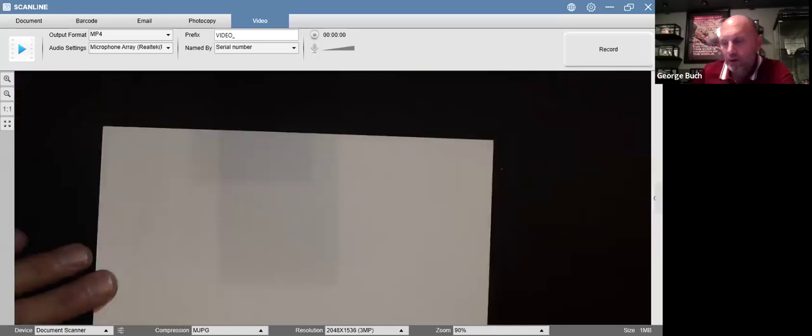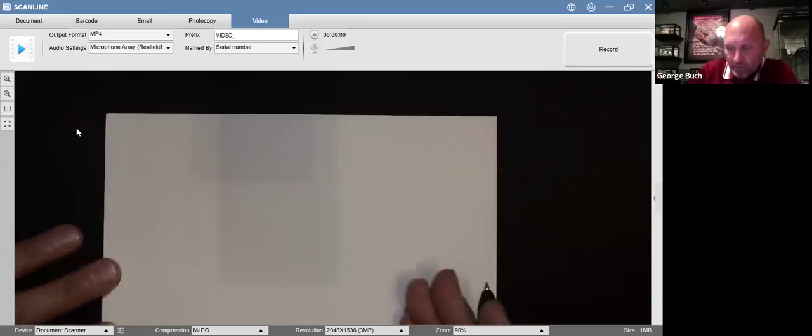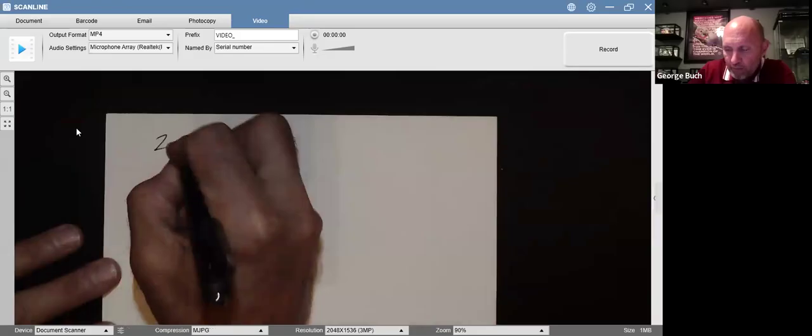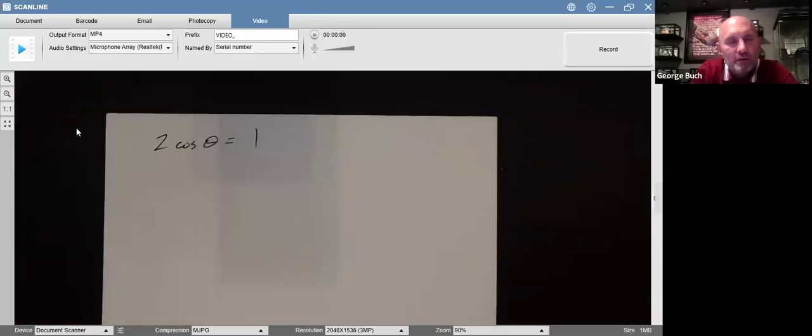So let me share my document camera here. Okay. So when we're talking about a trig equation, it's something that might look like 2 cosine of theta is equal to 1. And we need to solve for theta.